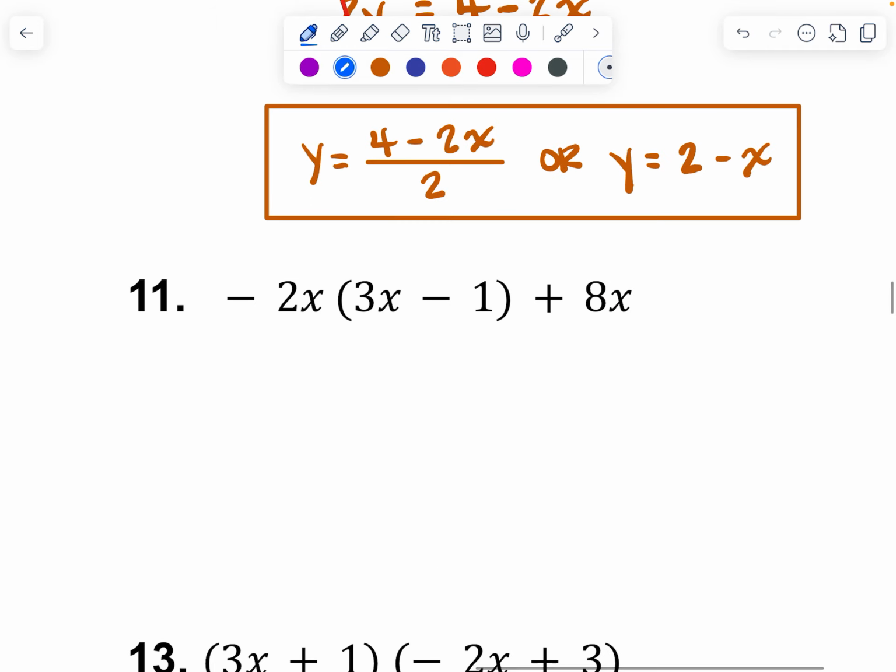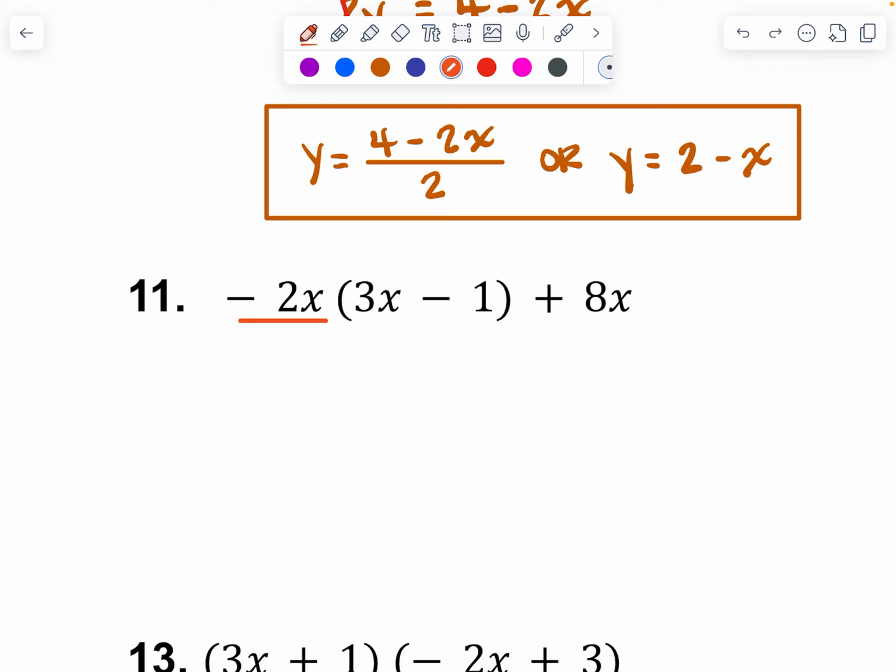All right, number 11. This is a multiplication problem first because I clearly have a binomial inside a set of parentheses, and every term in that binomial has to get multiplied by that negative 2x.